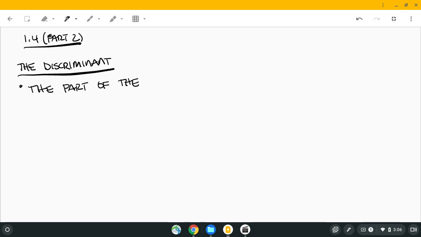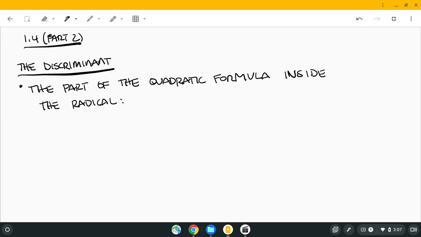Okay, so the discriminant. This is the part of the quadratic formula that's inside the radical. Here, that would be b squared minus 4ac.